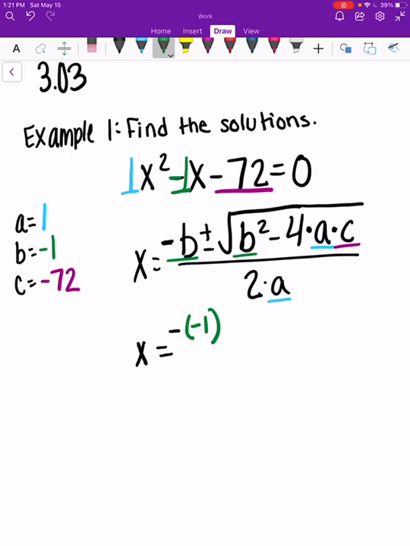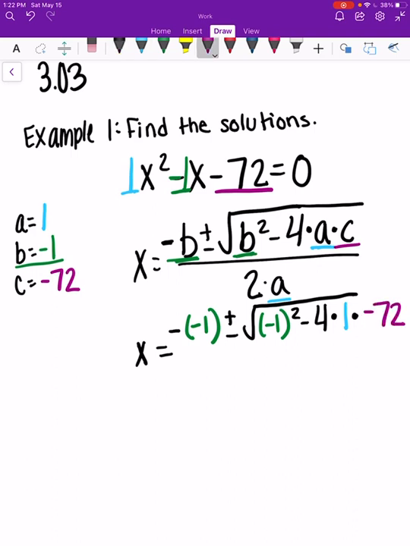So b is -1, this b right here, I said is -1, plus or minus the square root, b squared, so I have (-1) squared, minus 4 times a, which is 1, times c, which is -72. I'm going to make my square root longer. All divided by 2 times a, which is 1.